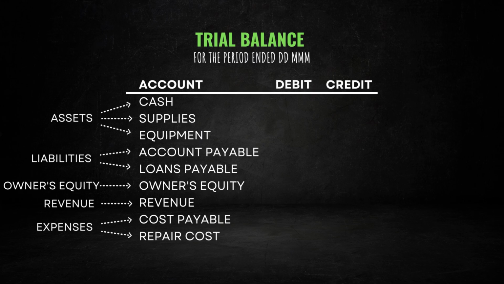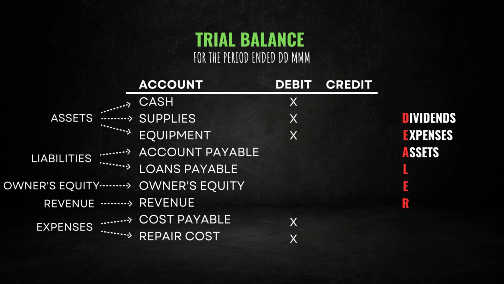Additionally, the placement of balances in the columns aligns with the normal balances of the account types. Remember the acronym DEALER. Dividends, expenses, and assets are usually debit accounts and appear on the left side, while liabilities, owner's equity, and revenue are typically credit accounts and appear on the right side.